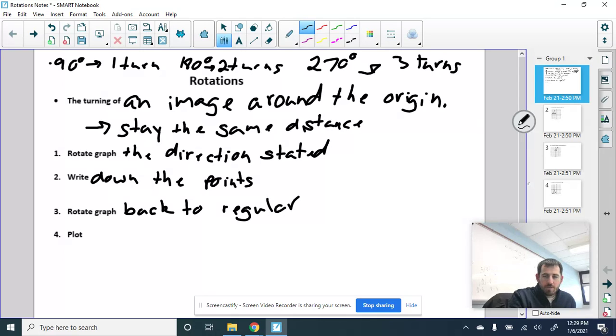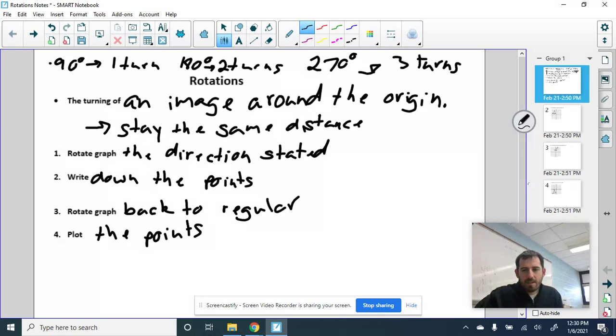Okay, what I mean by regular is rotate it back to how it looks normal, straight up and down, whatever you want to call it. And then step 4 is you're going to plot the points. Take a second, pause the video if you need to write these steps down still. And we're going to move on to the example.